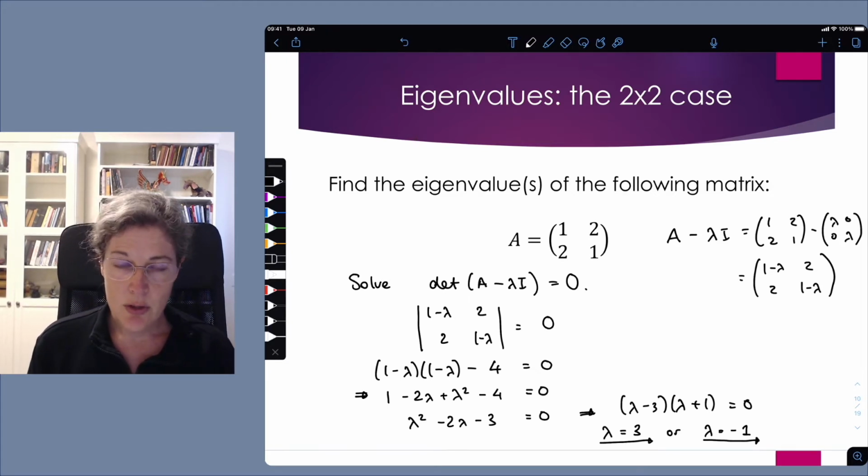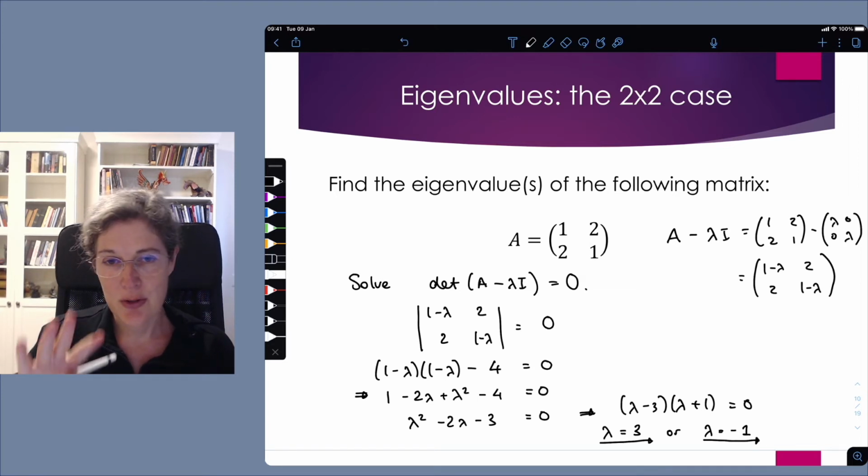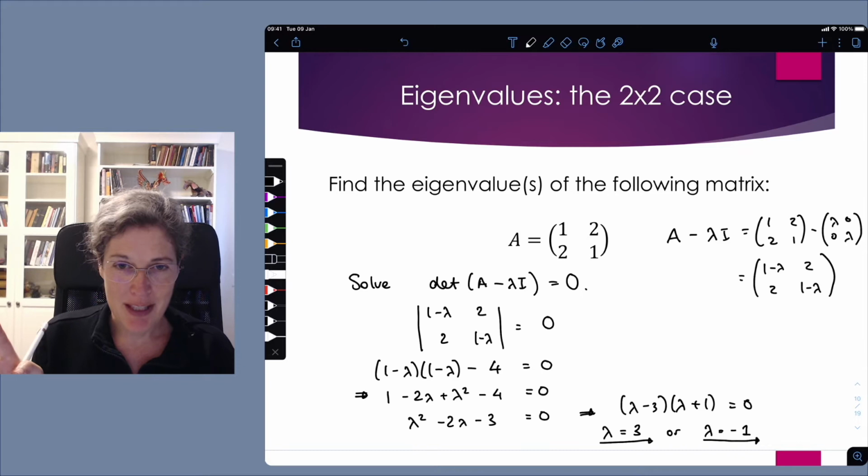And in general, what you will find is that if you have a 2 by 2 matrix, then the most eigenvalues you can have is 2, for a 3 by 3, the most you can have is 3, and so on. There's a whole beautiful theory behind that you could study if you went on further in maths, but for the moment, that's what you need to know. Obviously, you might have fewer because you might have repeated eigenvalues.